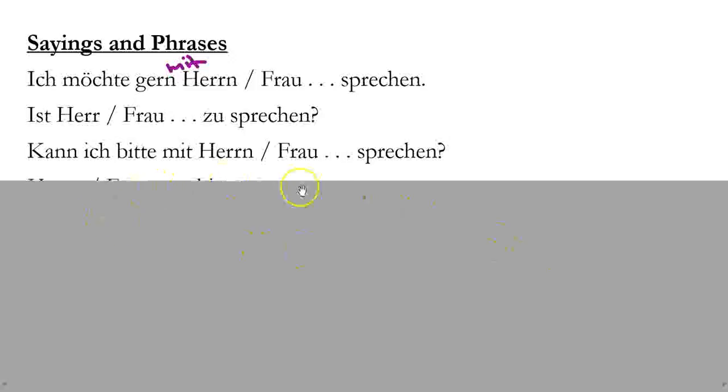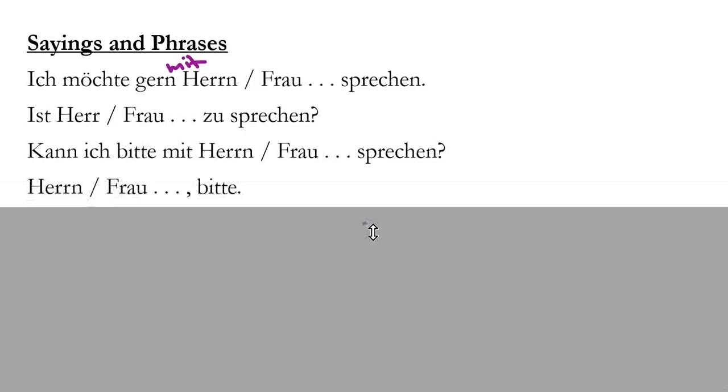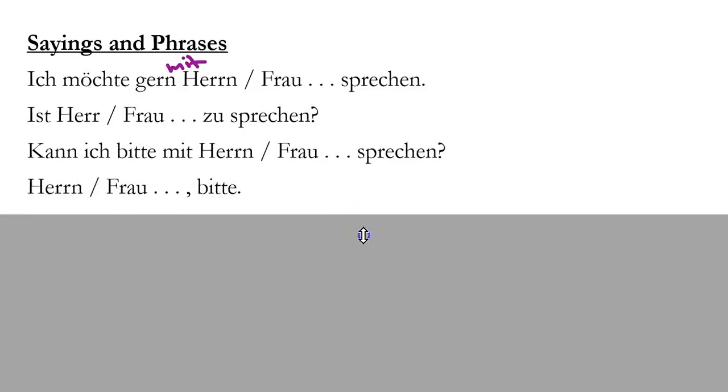Kann ich bitte mit Herrn Braun oder Frau Braun? The reason why there's an N there has to do with mit, so don't panic if you thought I made a typo. Kann ich bitte mit Herrn oder Frau Braun sprechen? Can I speak with Mr. or Mrs. Brown? You could just say Herr Braun, Frau Braun bitte.